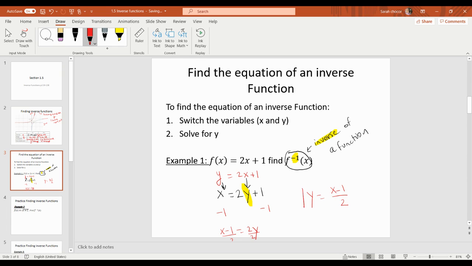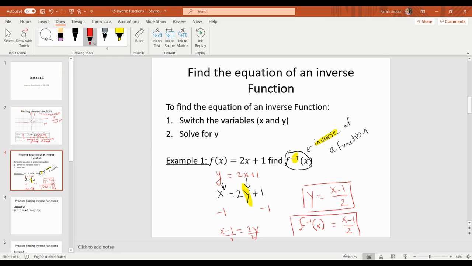Now, this is going to be the equation of the inverse. But we can't have the same notation, like y equals 2x plus 1 and y equals x minus 1 over 2. We need to rewrite this using the inverse function notation. So that last step is required and important. So the inverse of f of x, which is 2x plus 1, is x minus 1 over 2.